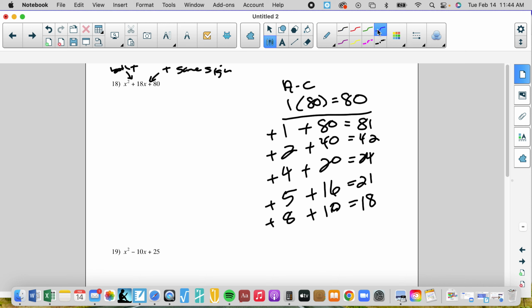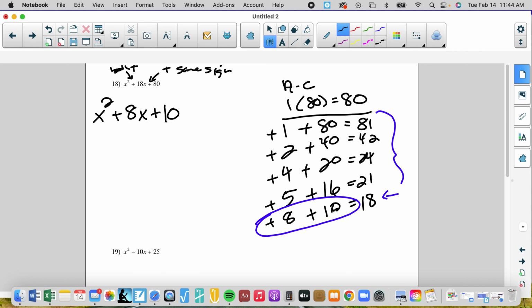Notice my middle is 18. I'm looking for that number from these sets. So this one's equal to 18, so I know that this is my outside and inside. So I'm going to rewrite this trinomial into 4 terms: x squared plus 8x plus 10x plus 80. Where did I get this 8 and 10? I got them from here. Those numbers move over to this side.